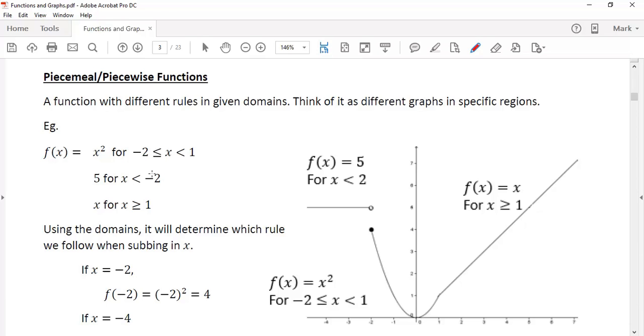For x less than -2, it's 5. If you think about it, it's just y equals 5, which is just your straight line here. And then for x greater than or equal to 1, the equation is y equals x. So remember, f(x), same as y. So y equals x squared, y equals 5, or y equals x. Remember, y equals x is just your basic straight line. So after 1, there's your straight line there. It just depends on where your x value is, which domain you want.